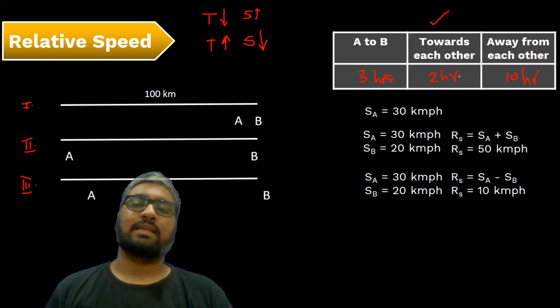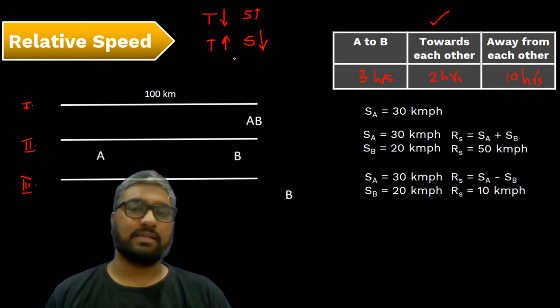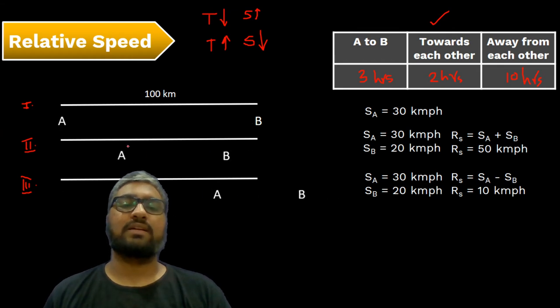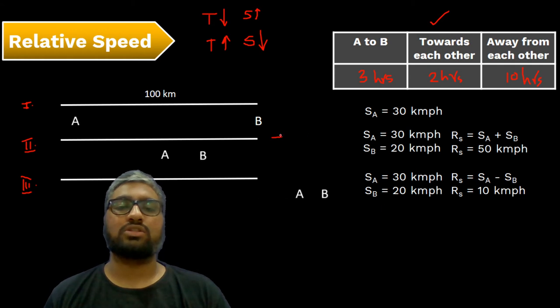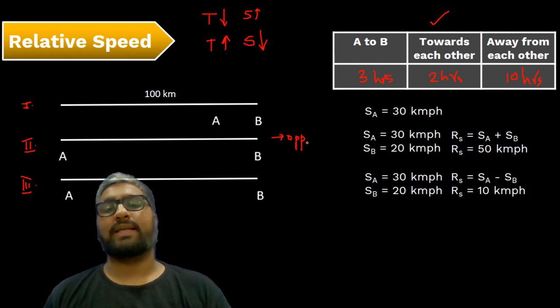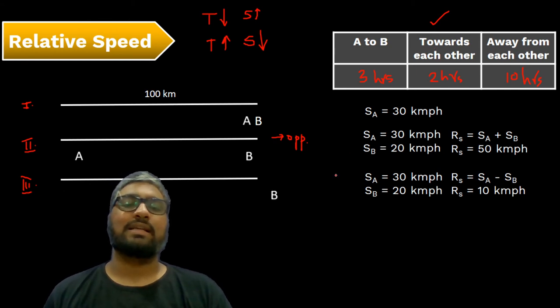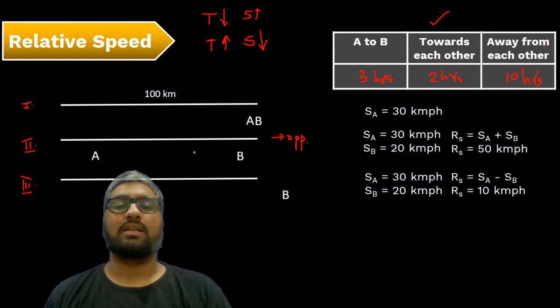Got it? So that is the idea behind relative speed. Whenever there are two moving objects that are moving towards each other, we also call this opposite direction. Because if you see A is moving towards east and B is moving towards west, opposite direction, right? So if the question says opposite direction, or walking towards each other, then they would meet somewhere in the middle and their speeds get added.